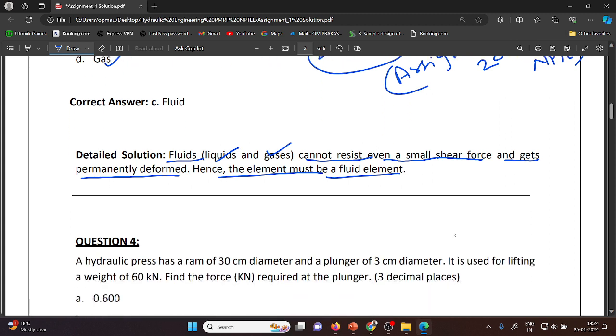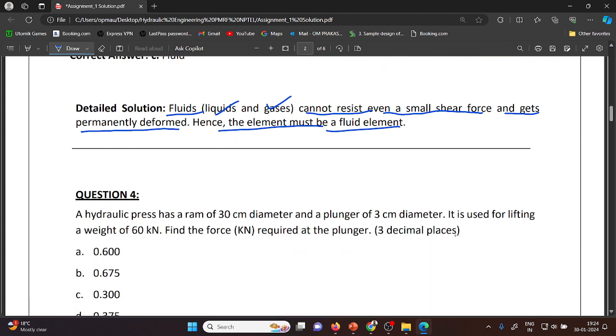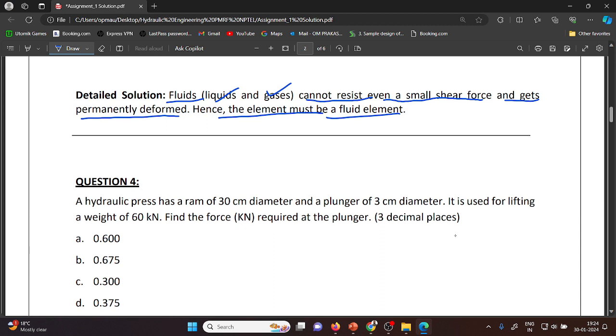So question number 4 is this. Is question 4 visible? A hydraulic press has a ram of 30 centimeter diameter and a plunger of 3 centimeter diameter. It is used for lifting a weight of 60 kilonewton. Find the force required at the plunger. This is the question.